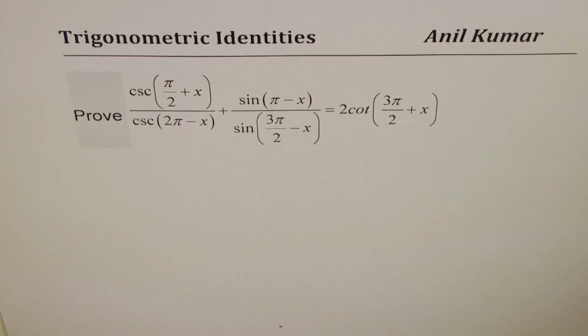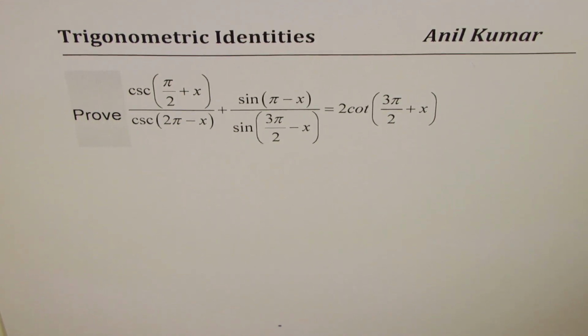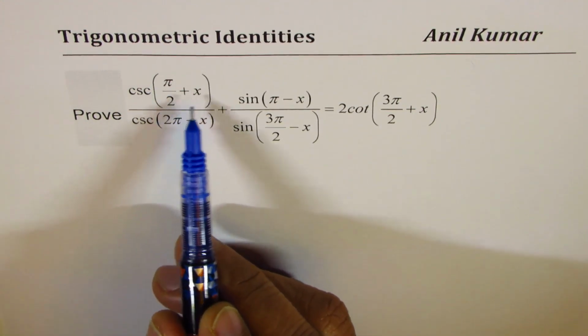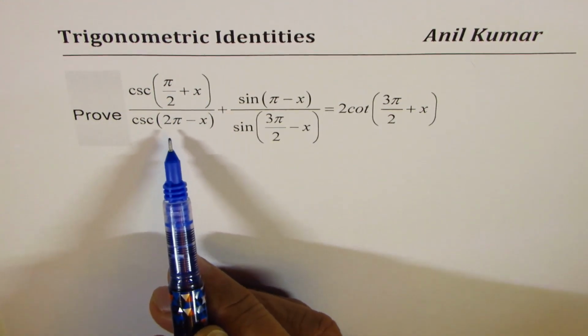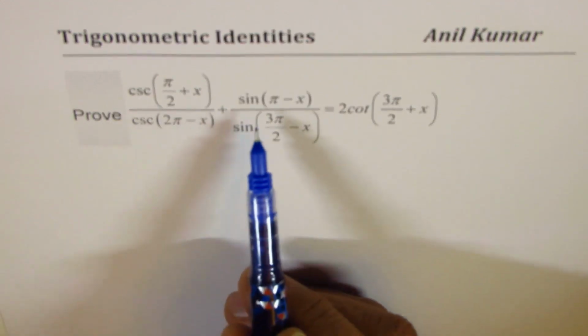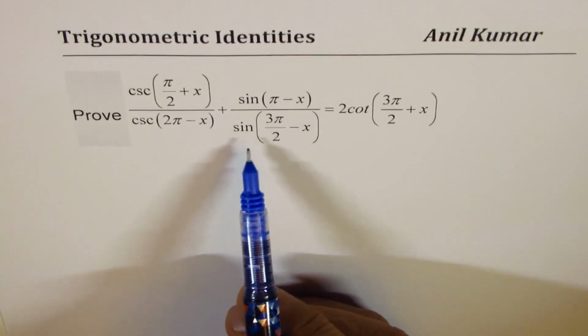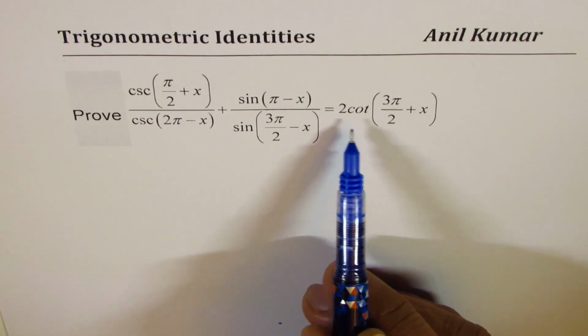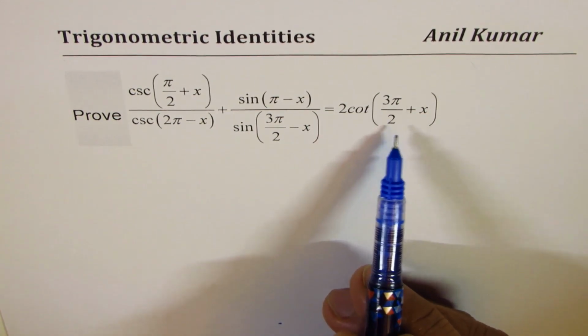And here is one of the most important questions on trigonometric identities involving cofunction identities. The question here is to prove cosecant of pi by 2 plus x divided by cosecant of 2 pi minus x, plus sine of pi minus x divided by sine of 3 pi by 2 minus x, equals 2 cotangent of 3 pi by 2 plus x.